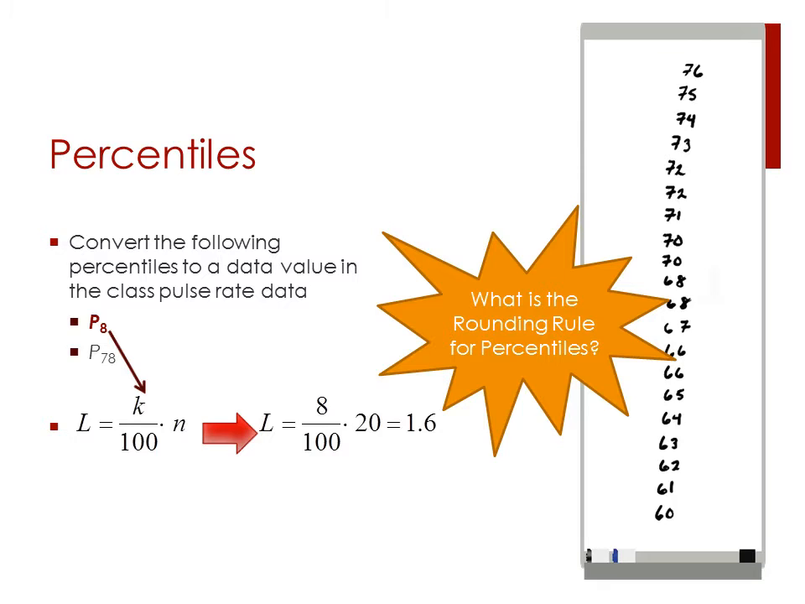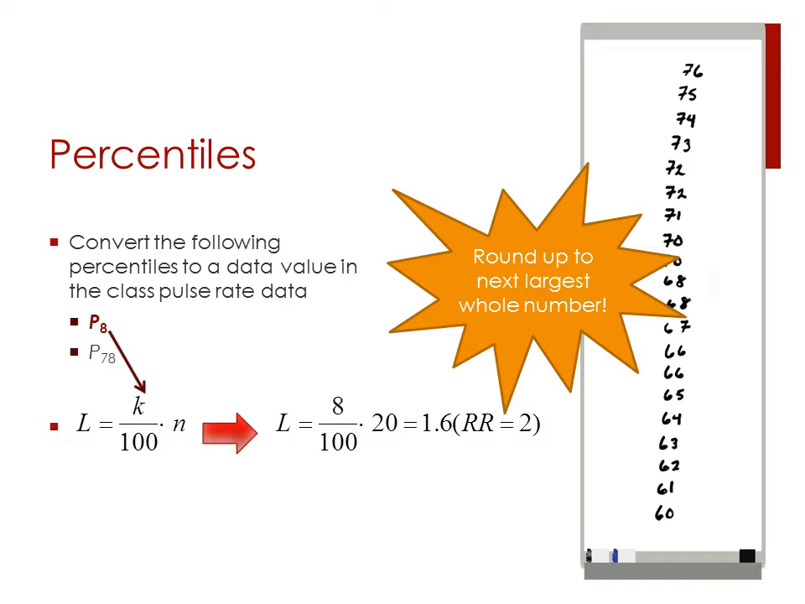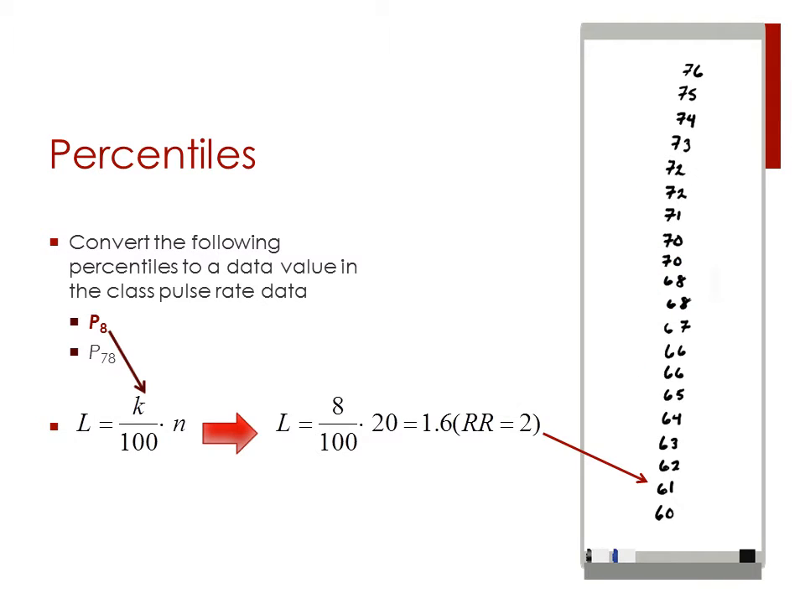Now, stop for a moment and ask, what is the rounding rule for percentiles? I've got 1.6. Is this my value? Do I need to do anything with it before I proceed? Well, the rounding rule is that we round up to the next largest whole number. So my L is going to be equal to 2. If I take 2 and count 2 from the bottom up, we can see that it's 61. So my P8 for this particular data set is equal to 61.